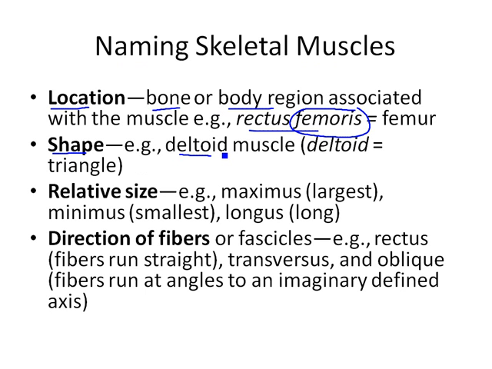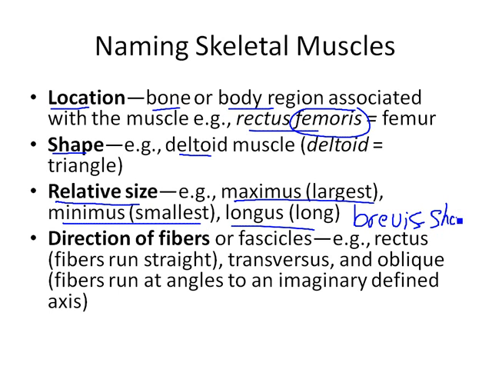flat fish. It can be named on relative size. It could be big or little, small or large. So maximus would be the largest. Minimus would be the smallest. Longus would be long. Brevis would be short. What else? Greater, lesser. Anything that looks like big and little, short and long. Those are some other relative size words.